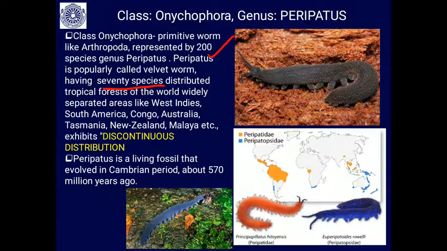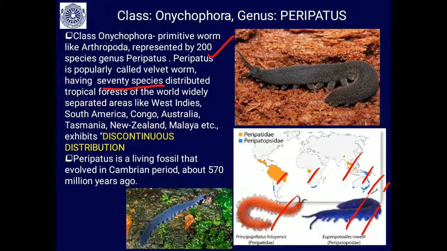You will see in this world map that Peripatus is mainly represented by two popular forms. One is a brownish-blackish color, and another is a bluish color Peripatus. They are present in South America, Congo and Malaya region, Tasmania, Australia, New Zealand. The blue part shows the blue colored Peripatus, and the orange color shows the brownish-reddish color Peripatus.